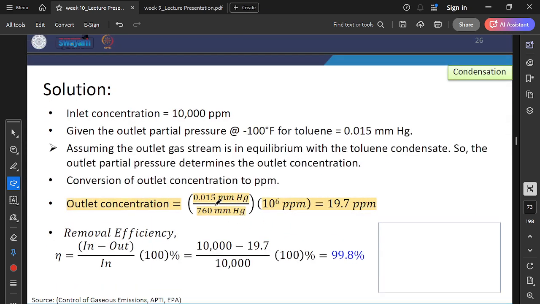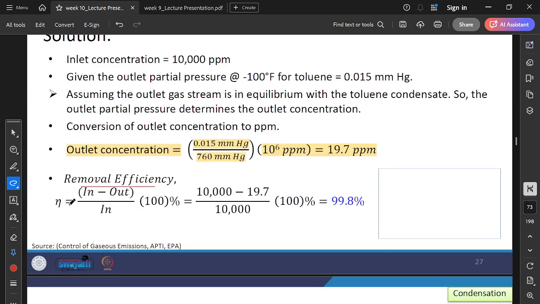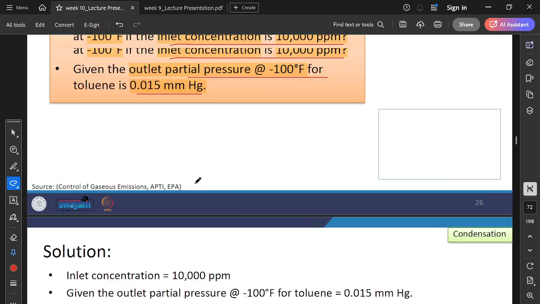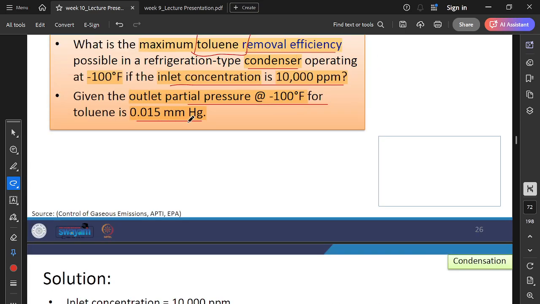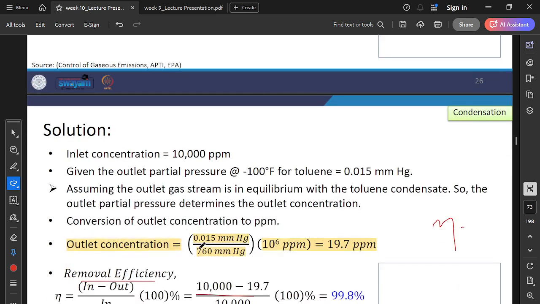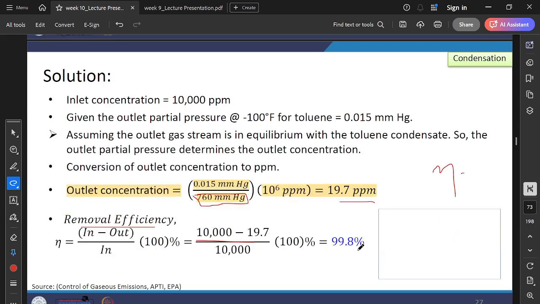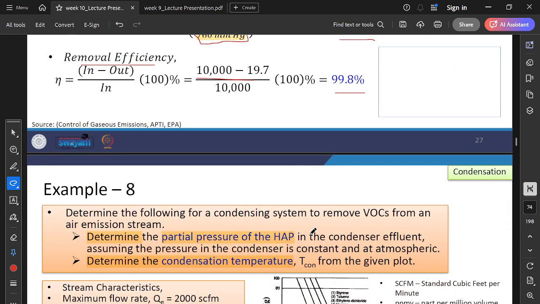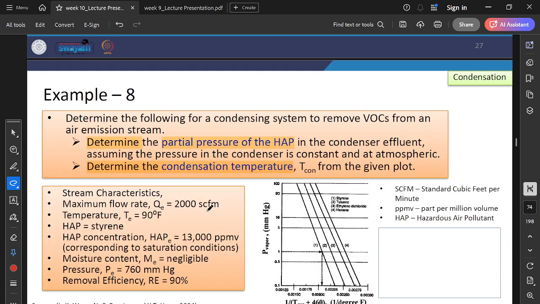So if you see here, they are asking about the removal efficiency. Efficiency will be inlet concentration minus outlet concentration divided by inlet concentration times 100. Inlet concentration 10,000 we know. What is the outlet concentration? They are saying 0.015 mm of mercury. So if you divide by 760 mm of mercury, you will get it in ppm. That ppm you have to subtract from the 10,000 ppm, you will get 99.8 percent as your removal efficiency.